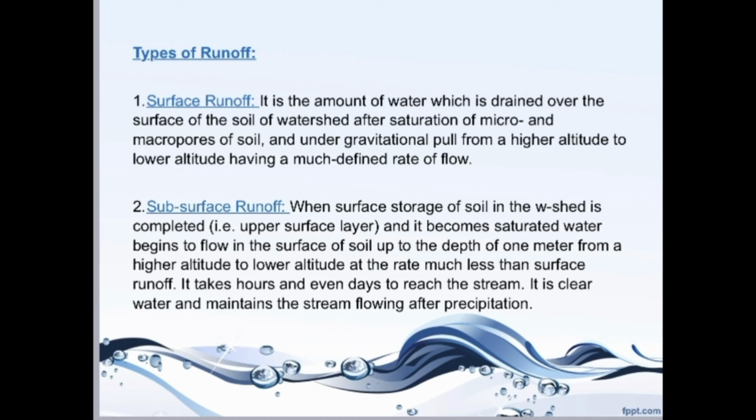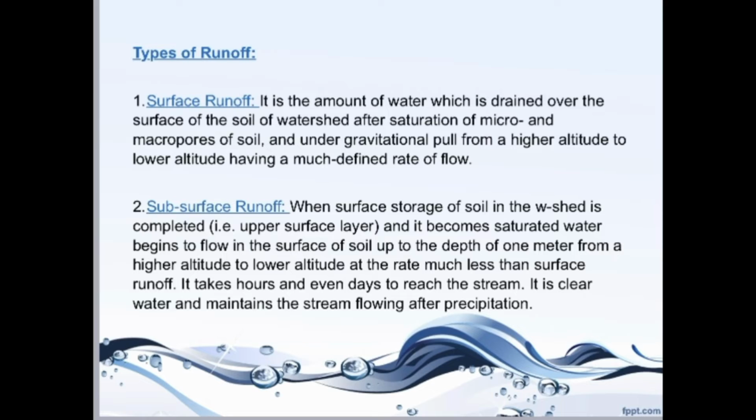Next, types of runoff. Number 1, surface runoff. It is the amount of water which is drained over the surface of the soil of the watershed after saturation of micro and macropores of soil and under gravitational pull from a higher altitude to lower altitude having a much defined rate of flow. Next, number 2, subsurface runoff.